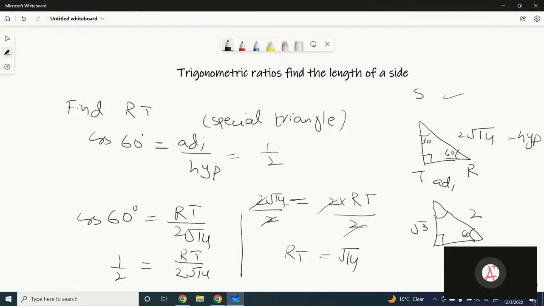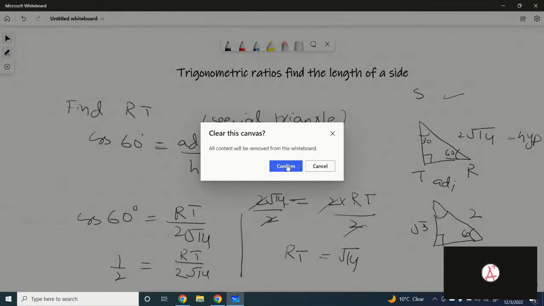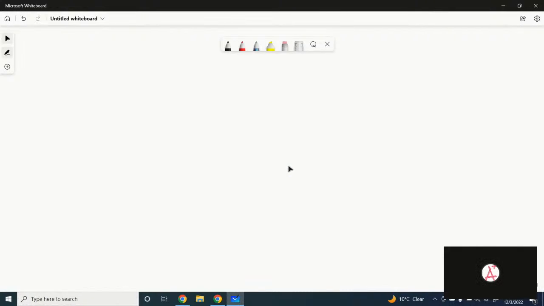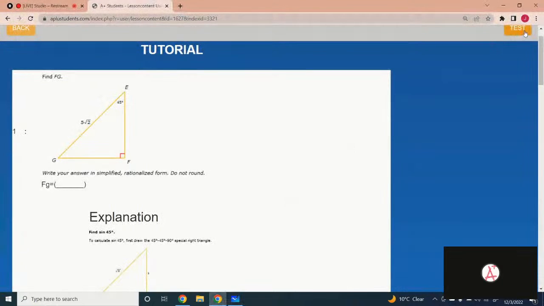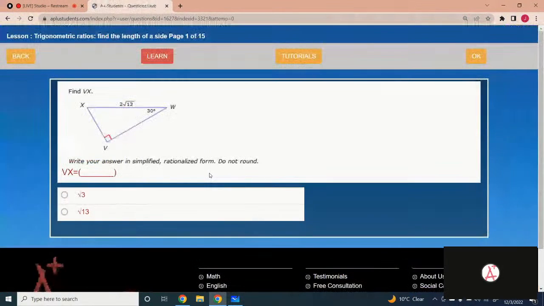Got it? Okay, let's start with the test questions so that we can do the practice questions. If you have any question, please write the question in the chat box so that I can answer all your questions. Okay, let's start with the test questions.